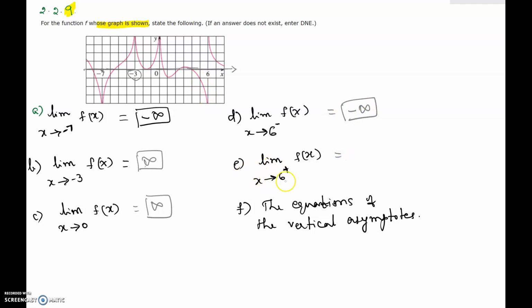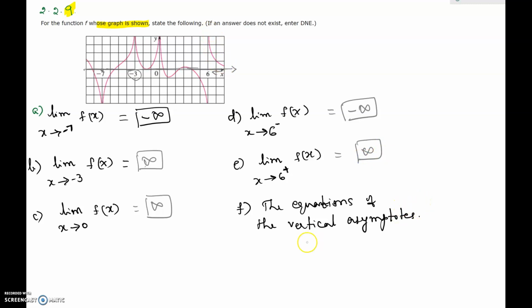Now part E, limit as x approaching 6 plus of f of x, which means we have to allow x to approach 6 from the right side of 6. So you are going to look at the piece of the graph to the right of 6, which is this piece, which is approaching positive infinity.